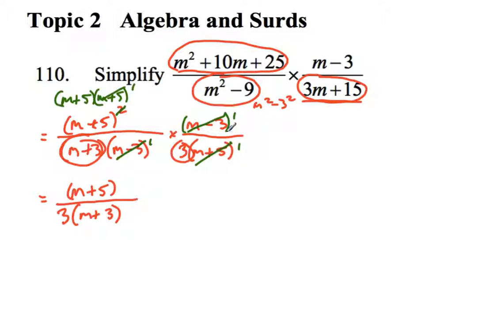Once we factorize all of them as much as we can, we look to then cancel out whole brackets, but don't forget to do it properly. You say that the bracket divides into the top once and into the bottom once. Those ones are important there. We saw that in a previous example.